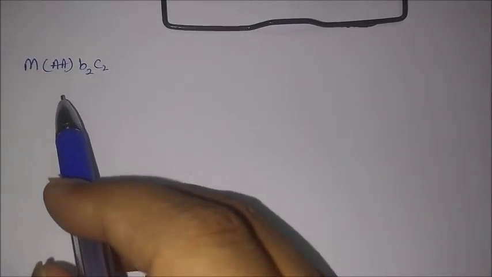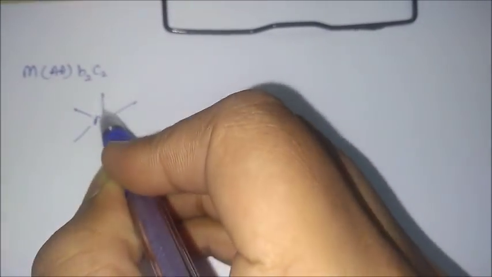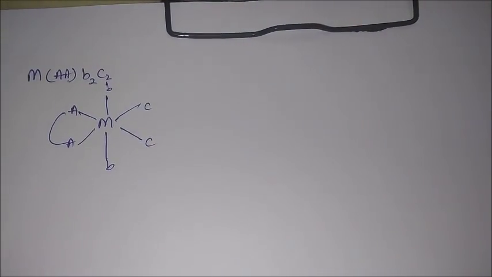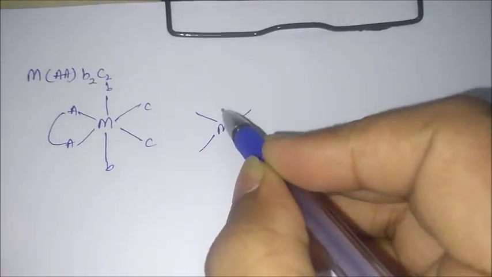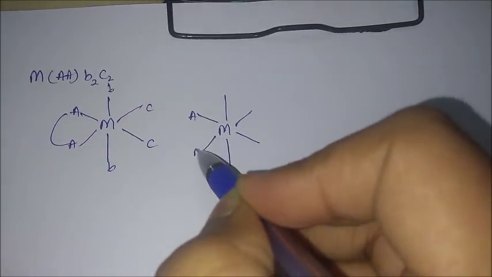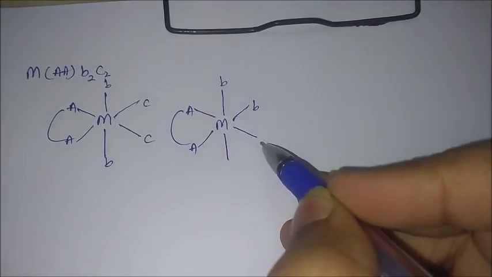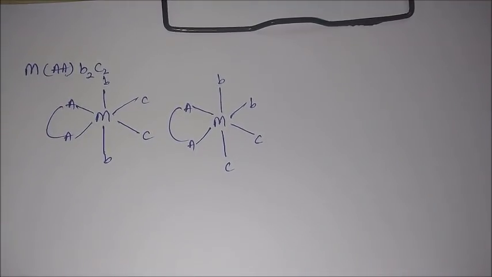Okay, so let's talk about this example that is having M(AA)B2C2. Here if I draw the arrangement, I could make AA like this, then B like this, and C like this. So this is one way, and the second way is keeping this AA over here and just changing B and C. So B and C, I can draw it like this. These are the two ways in which you can make them.